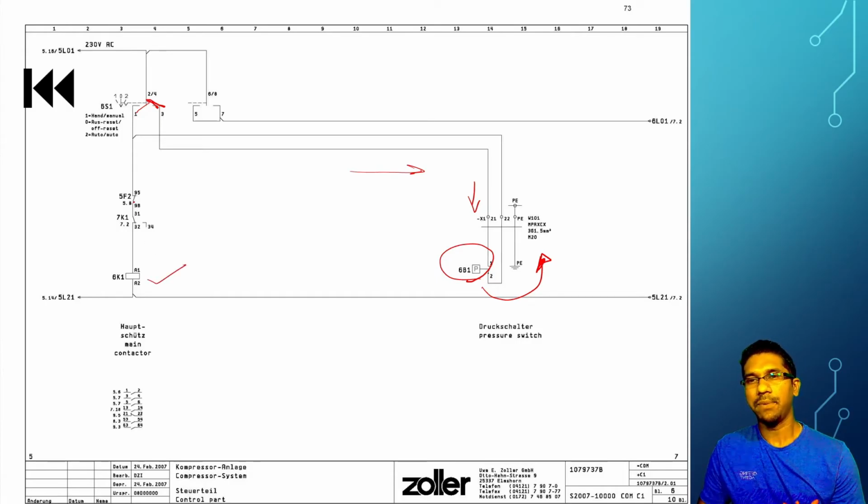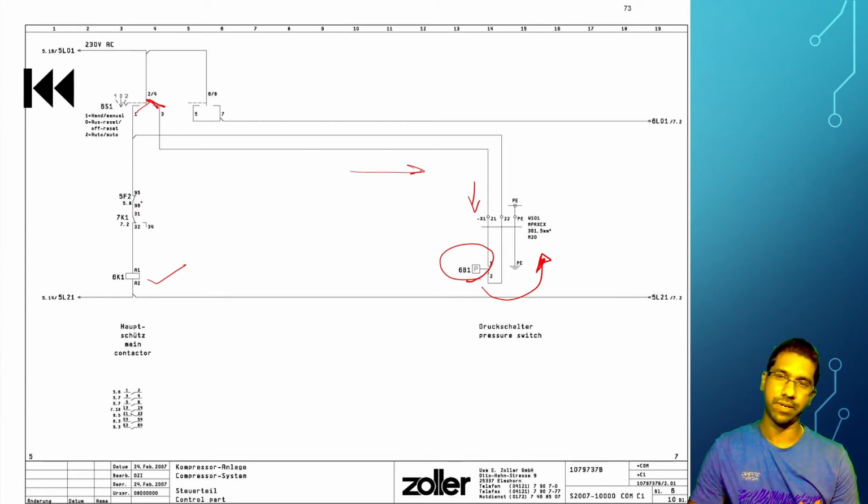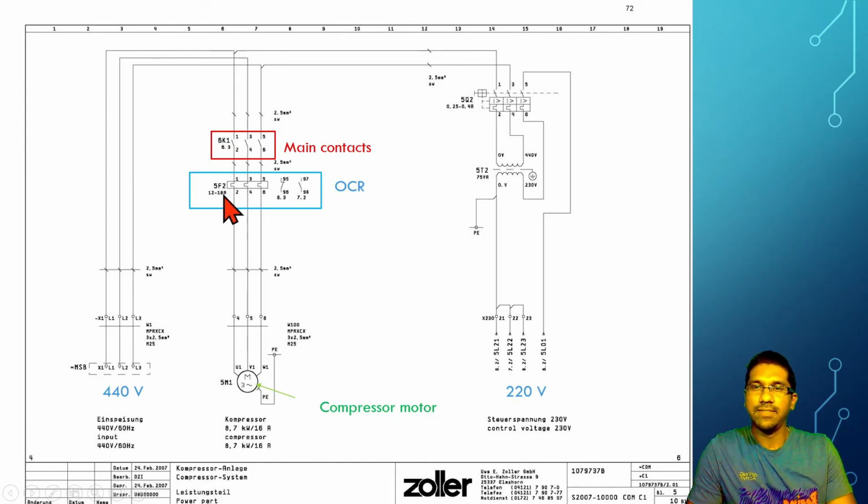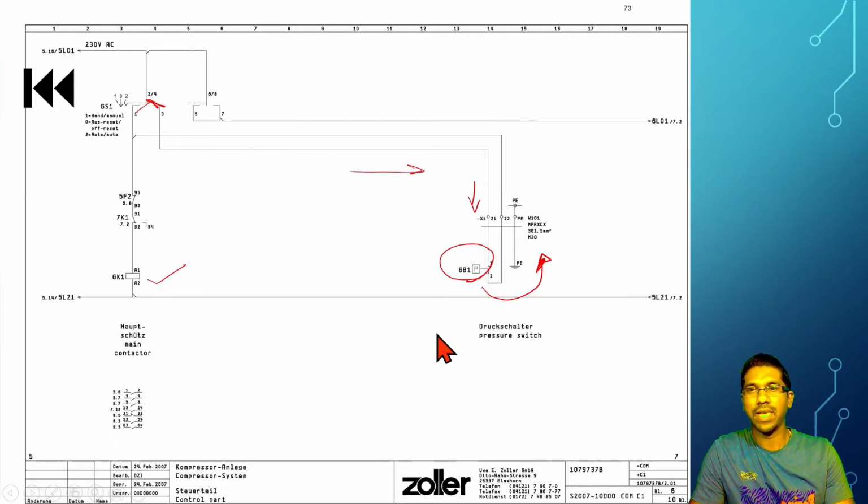But what will happen if this normally closed contact remains open? What is this 5F2? If you remember, 5F2 is the overcurrent relay. Suppose your motor gets overcurrent or overloaded, in that case this relay will activate and this contact will open and it will not allow the compressor to start. And what is the 7K1?